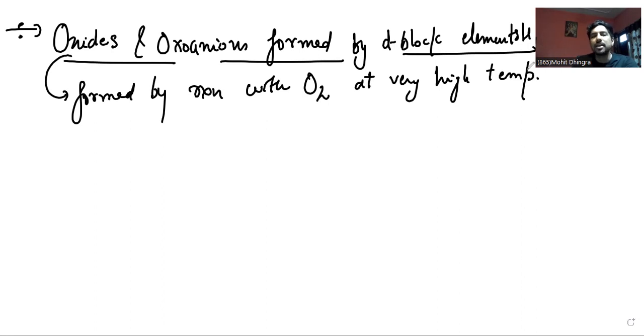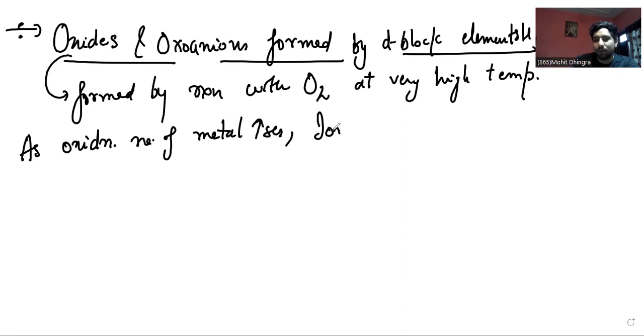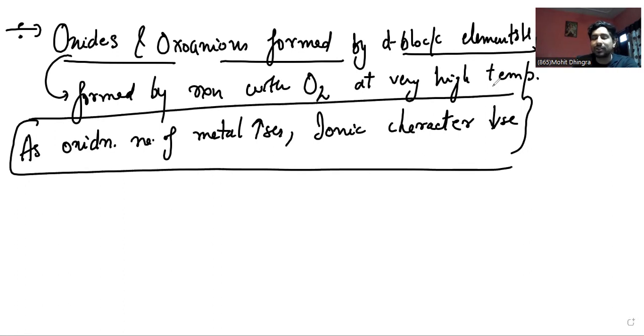Now, see, as the oxidation number of the metal increases, its ionic character will keep on decreasing. So oxidation number is inversely proportional to the ionic character: the higher the oxidation number of the metal, the lower the ionic character. This was a question asked in the boards once, I think in 2015.